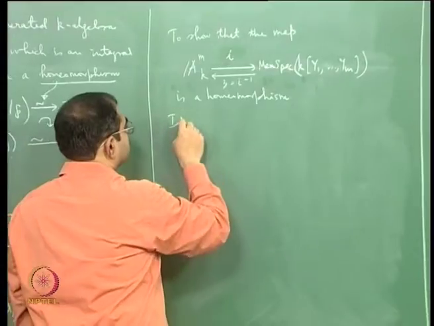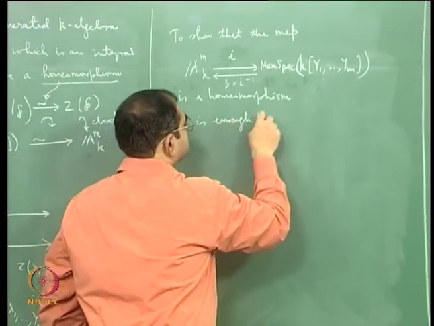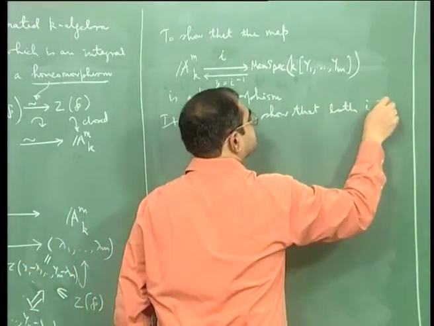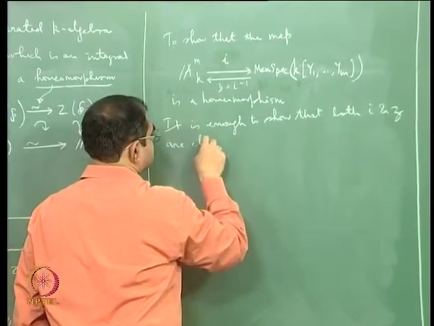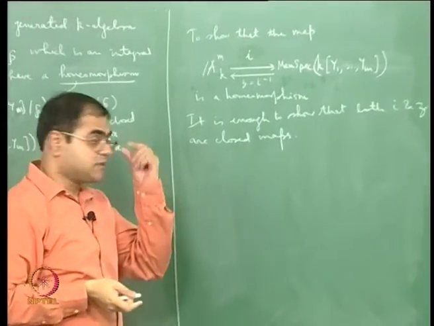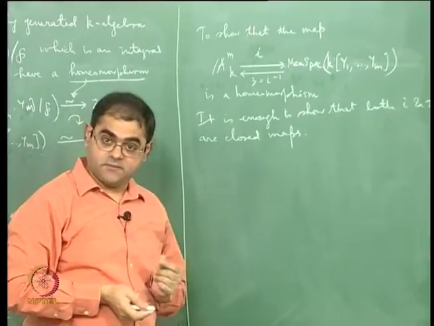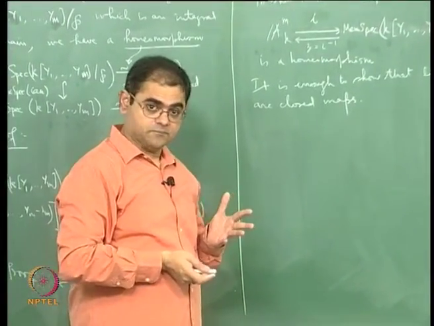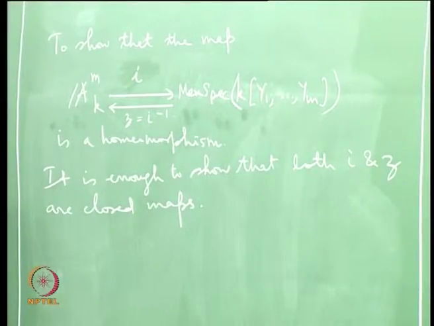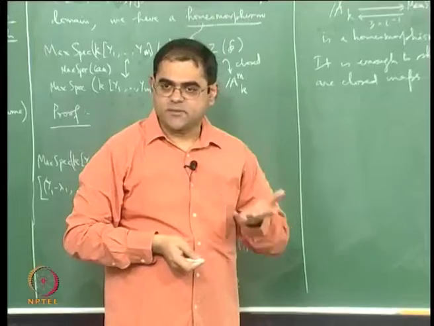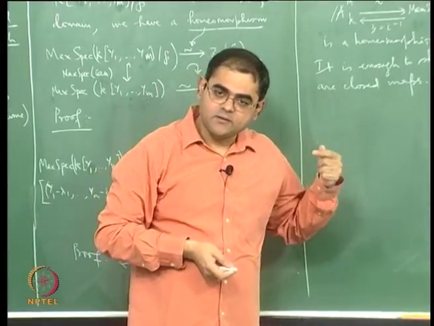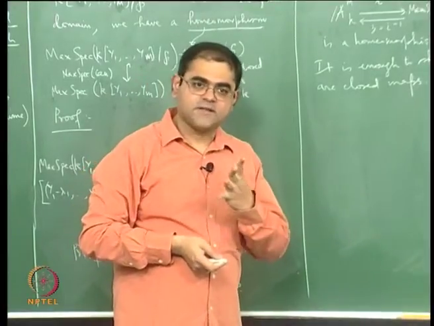So it is enough to show that both I and Z are closed maps. In other words, what does that mean? A map is said to be closed if the image of every closed set is closed. It's equivalent to showing that they are open maps, but we always work only with closed sets, because that's how the Zariski topology is defined. The topology is specified by only defining closed sets. So we always try to do all the checking with respect to closed sets.